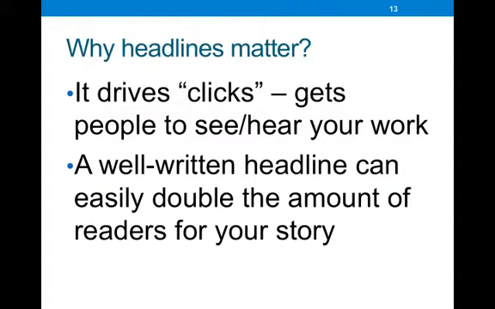And it's because great headlines get people to see or hear your work. So why write something if you're not trying to get an audience for it? And if you write a headline well, it can double or better the amount of readers for your story. So you want to spend as much time thinking about the headline of your story as you do that lead, because you can't get people to read that lead unless you've gotten them to click on your headline.